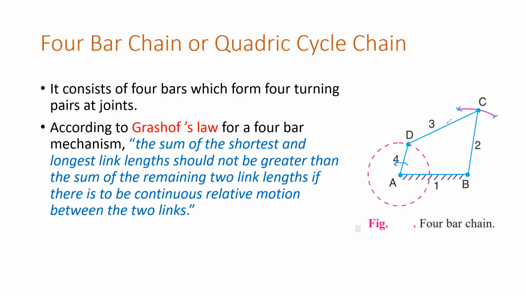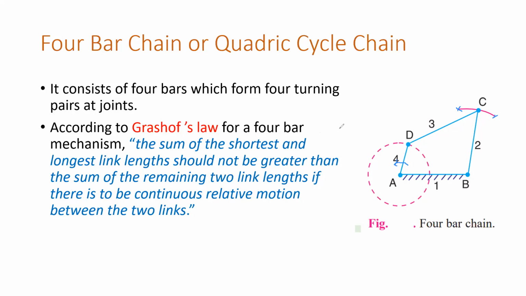Then what is the role of link 3? Link 3 transmits the motion from the crank to the lever. So link 3 is known as the connecting rod or coupler. These names are given to these elements.